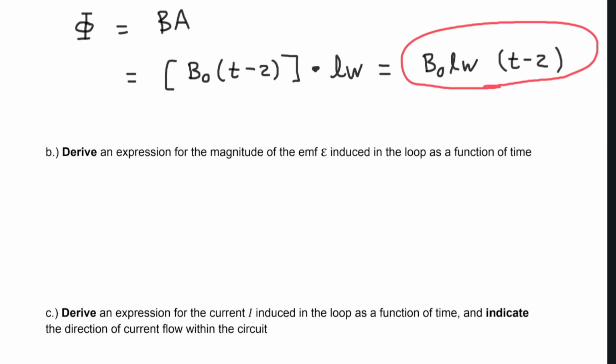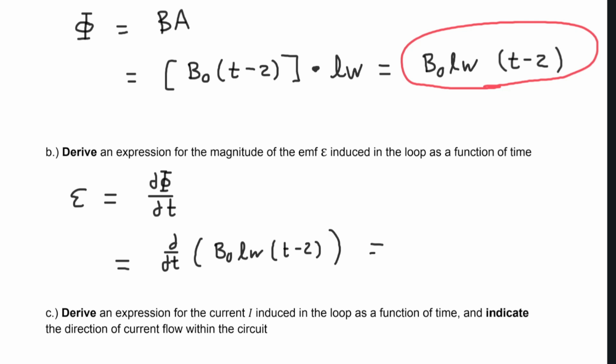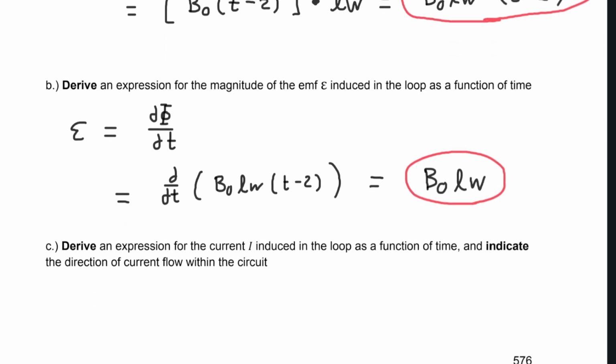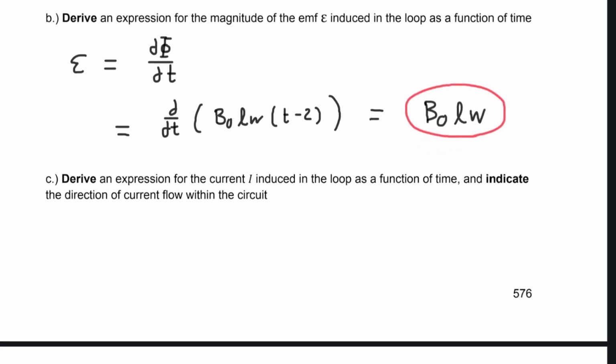All right. Magnitude of the EMF induced. So now we just take the derivative. And we actually just have an expression for the magnetic flux already. So we're just taking the derivative of B0 LW times t minus 2. Well, this minus 2, this sort of shift term, isn't really doing anything because there's no t dependence. So B0 LW is actually just our constant EMF induced. Which should make sense, because if we have a linear function, its derivative is a constant. So we should get a constant EMF.